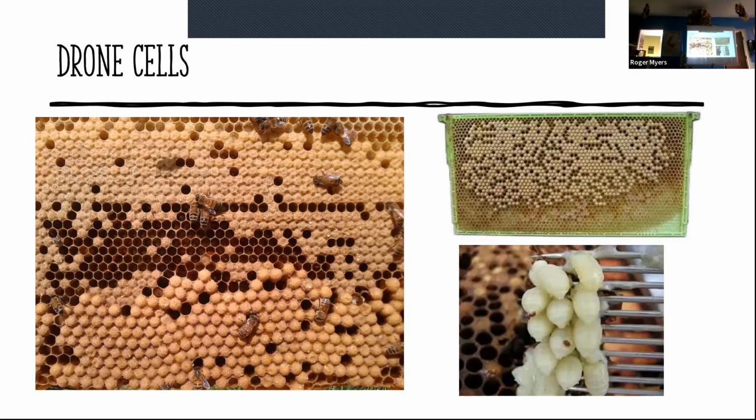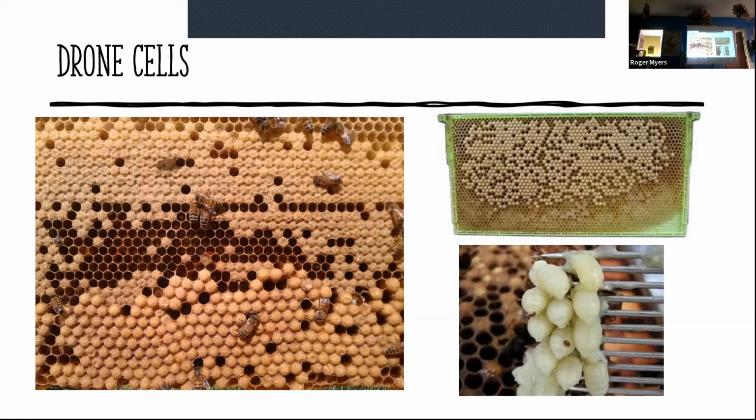Okay, so drones develop in cells that are a little bit different. Roger's going to get into this a lot more, so I'm not going to steal what he's going to talk about. But up top here are worker cells. These are drone cells, okay? So they look different. When you're reading the comb, you can tell the difference between what a drone cell is, what a male bee is going to emerge from, and what a female bee is going to emerge from.